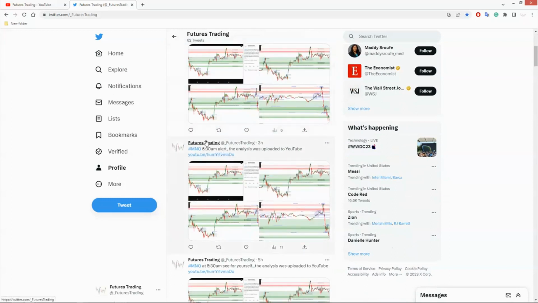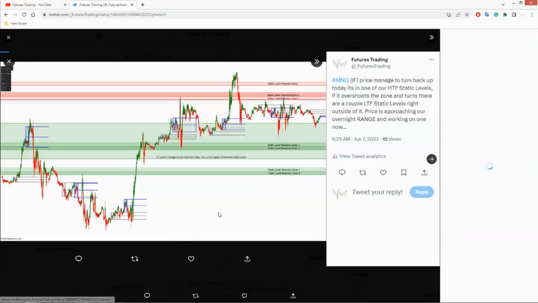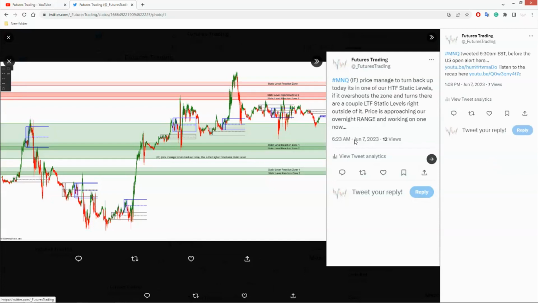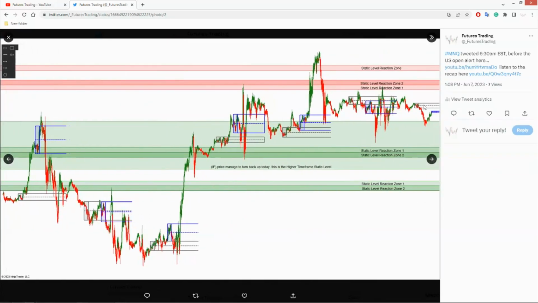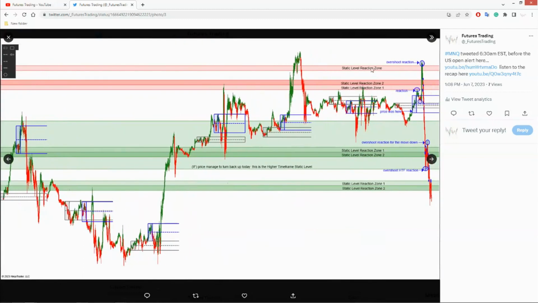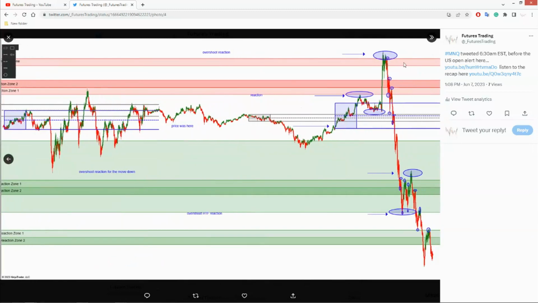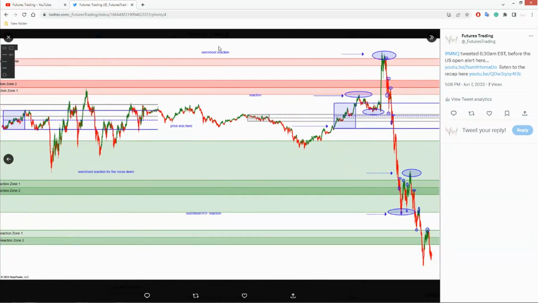I did the NQ this morning. Let me give you a brief look at that just really fast. I put the alert out around 6:30. That's what the chart was looking like at that time. I tried to draw out the zones, the micro level zones, as well as the bigger picture, the macro level zone with the static levels. There's the reactions. There's a smaller time frame outlook on that.